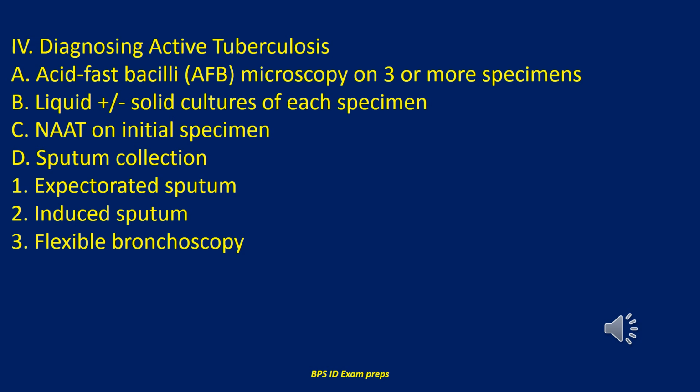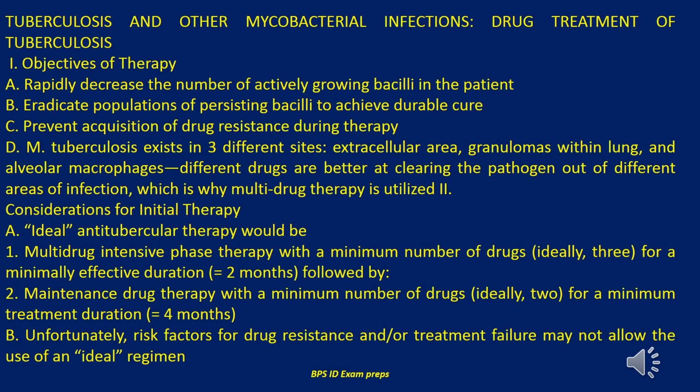Let's now discuss diagnosing active tuberculosis. We can use: A. Acid-fast bacilli, AFB microscopy on 3 or more specimens. B. Liquid with or without solid cultures of each specimen. C. NAAT on initial specimen. D. Sputum collection. This is done through: 1. Expectorated sputum, 2. Induced sputum, and 3. Flexible bronchoscopy.